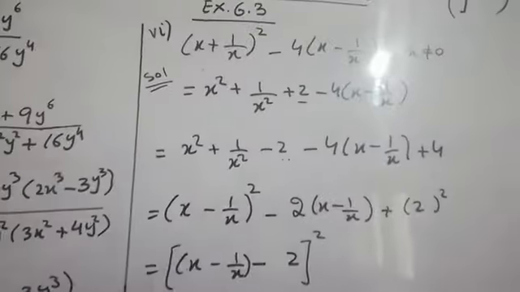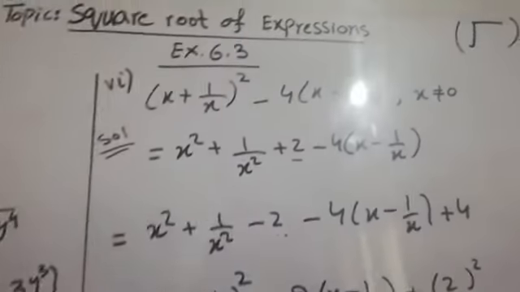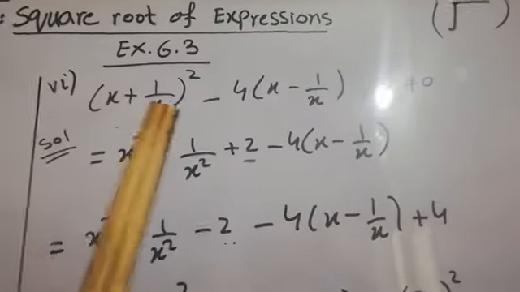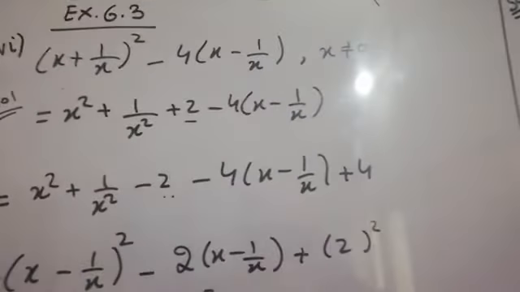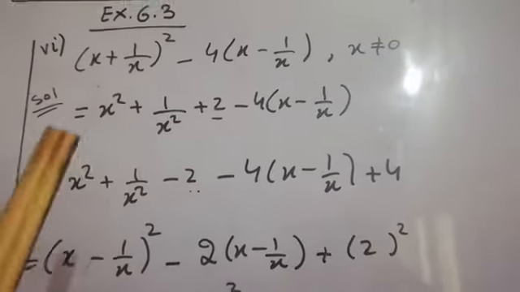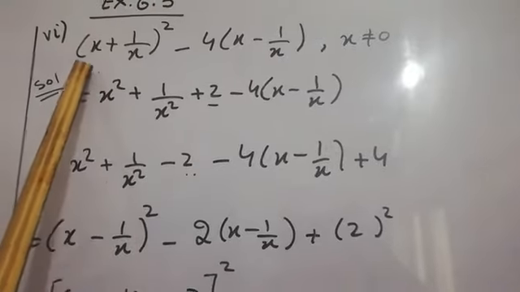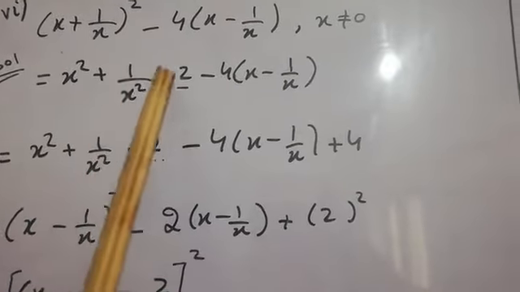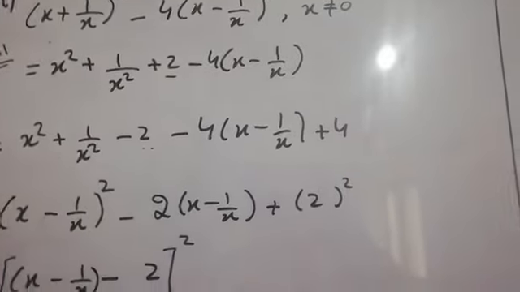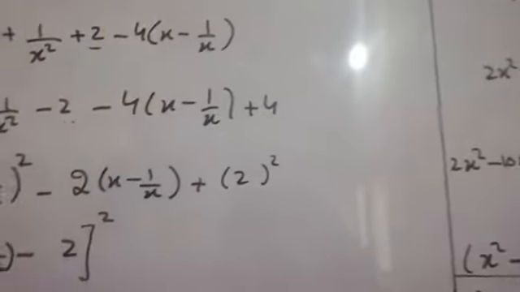Part number 6 of this question is (x + 1/x)² − 4(x − 1/x), where x is not equal to 0. Dear students, first of all we will remove the bracket and write x² + 1/x² + 2, meaning a² + b² + 2ab, and we will write this form as it is.